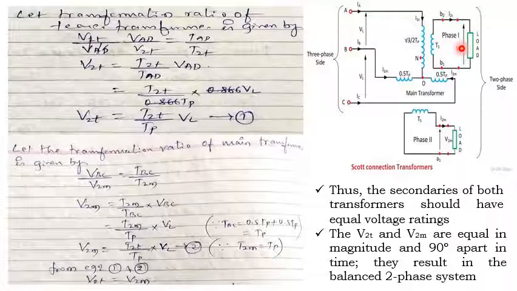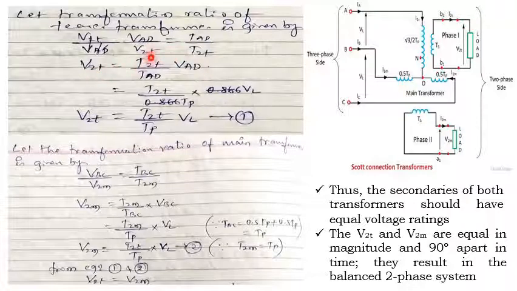Similarly, TAD is the primary turns of the teaser transformer, and T2T is the secondary turns of the teaser transformer. So the ratio is VAD divided by V2T equals TAD divided by T2T. This is the voltage ratio, and this is the turns ratio. I compare the voltage ratio and the turns ratio, so that is the transformation ratio I consider here.